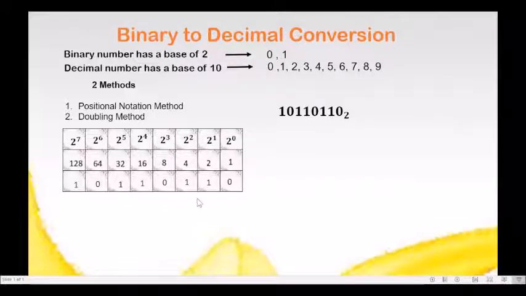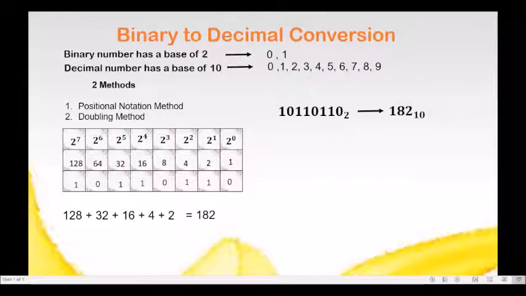So therefore, we're going to add 128 plus 32 plus 16 plus 4 plus 2. And the sum is equivalent to 182. So this 182 here is our converted decimal number given this binary number. So 1011011 to the base of 2 is equivalent to 182 in decimal number.